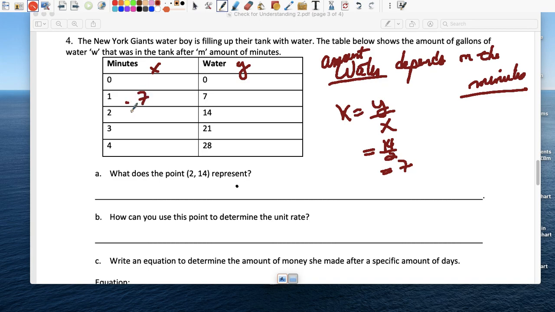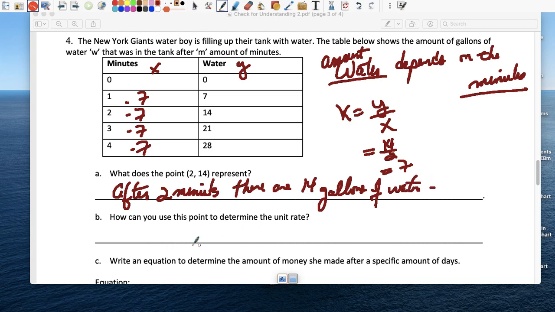Does it work? Is every x value multiplied by 7 to get to the y value? Yes, it is. What does the point 2 and 14 represent? It represents that after 2 minutes, there are 14 gallons of water. That's what it represents.